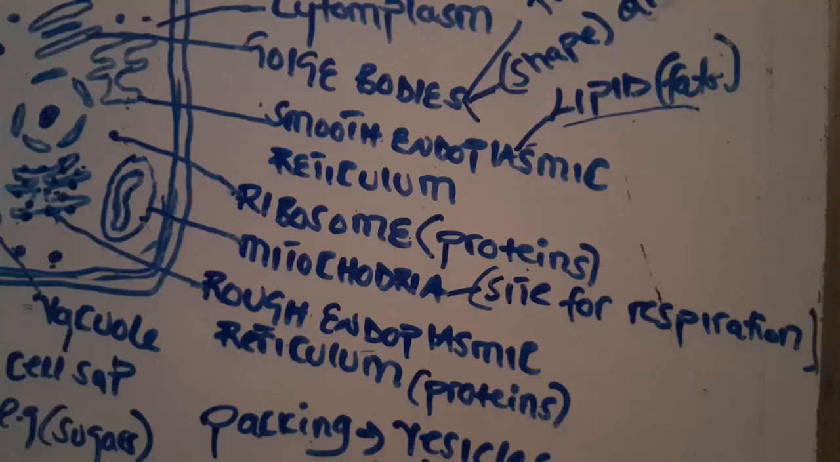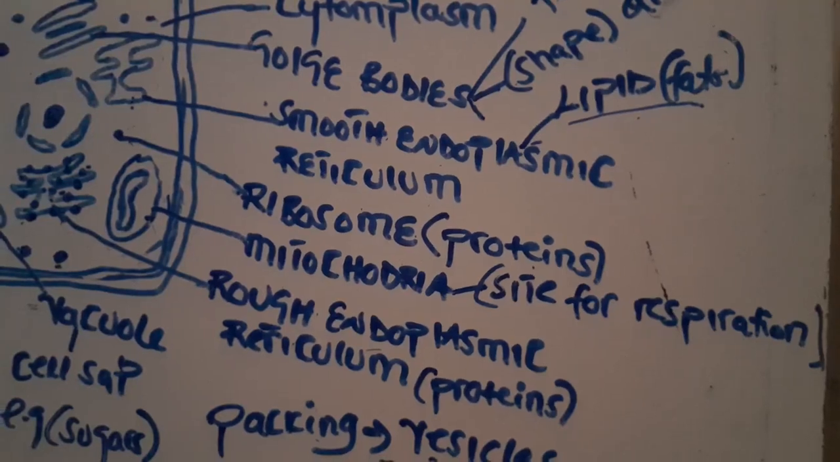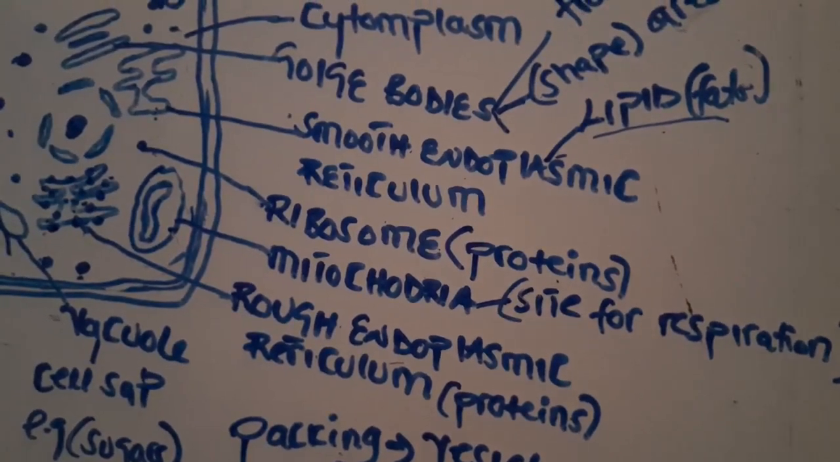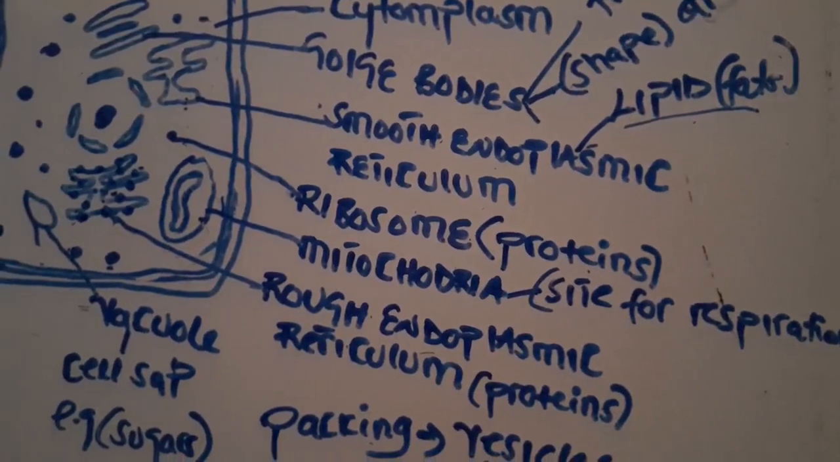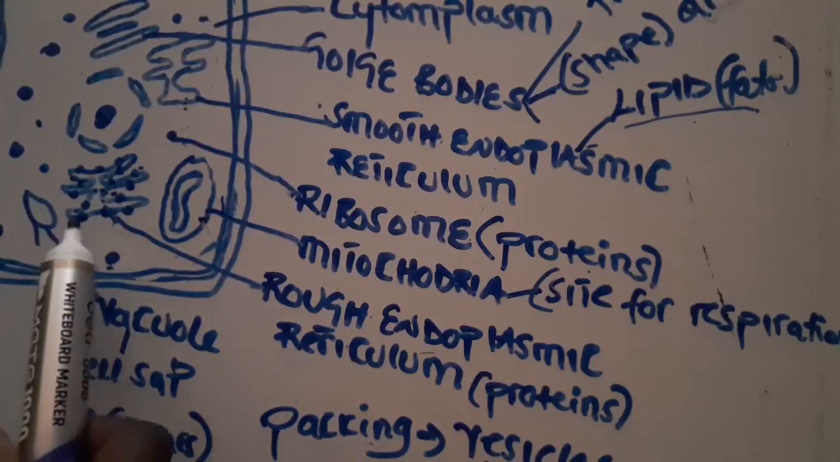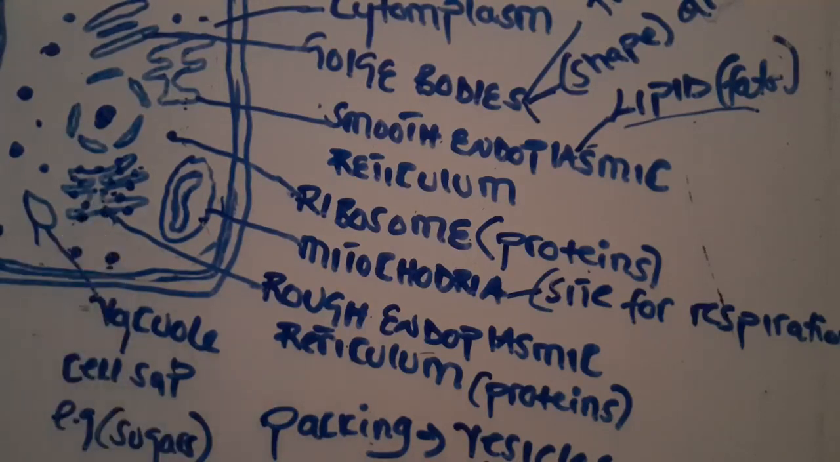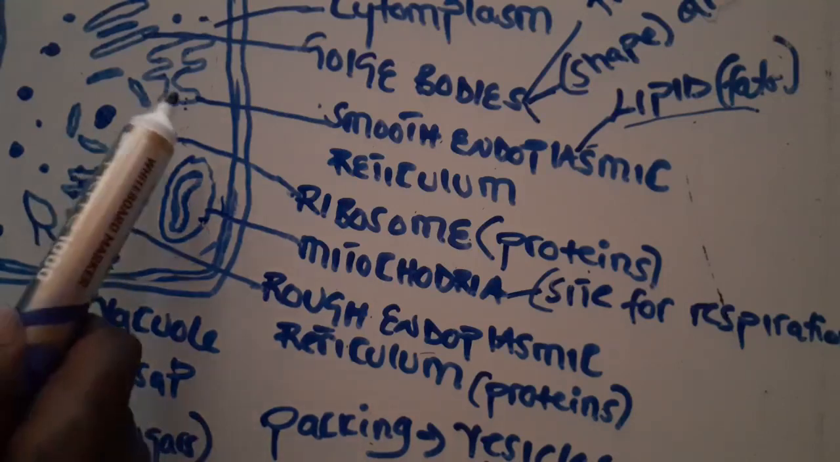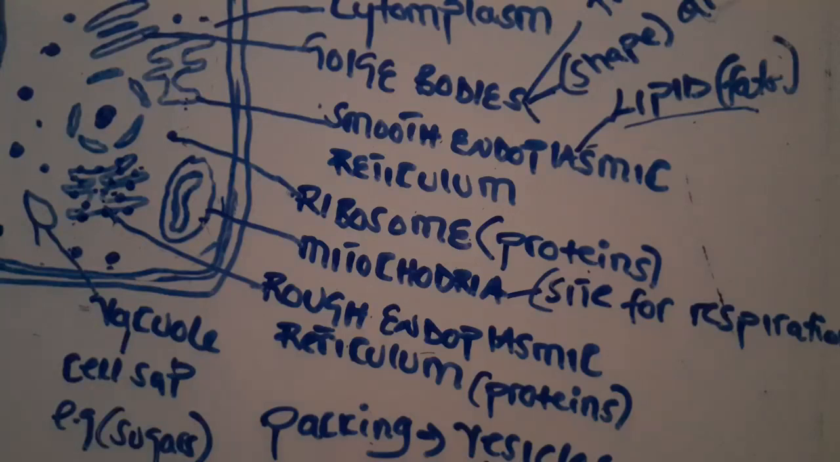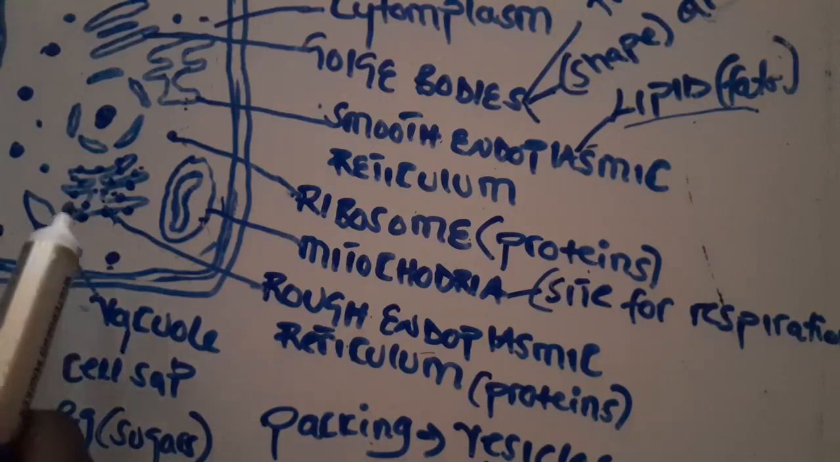So for all of the parts that we have just mentioned to function well, they require energy. So the rough endoplasmic reticulum is another part. The reason why it is called rough endoplasmic reticulum is because it has ribosomes on it. Even if you can see, it's totally different from this one. This one looks smooth, looks clean compared to this one. So it is called rough because it contains ribosomes.